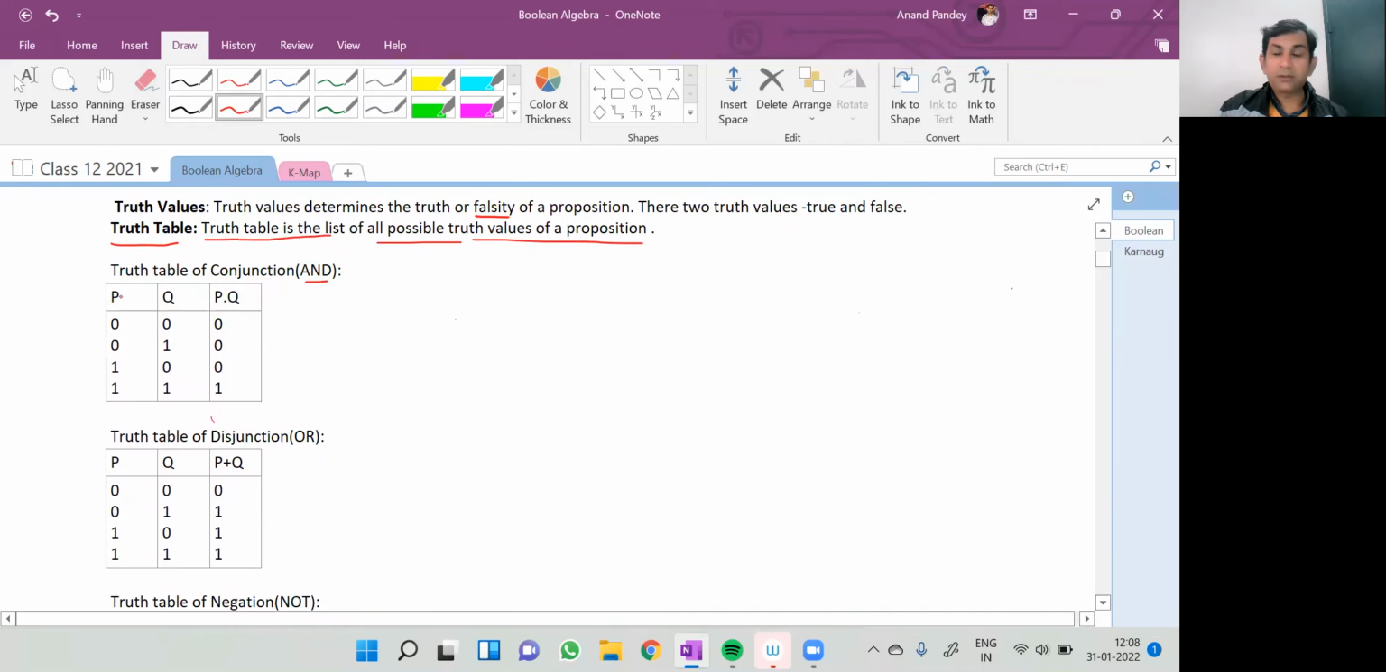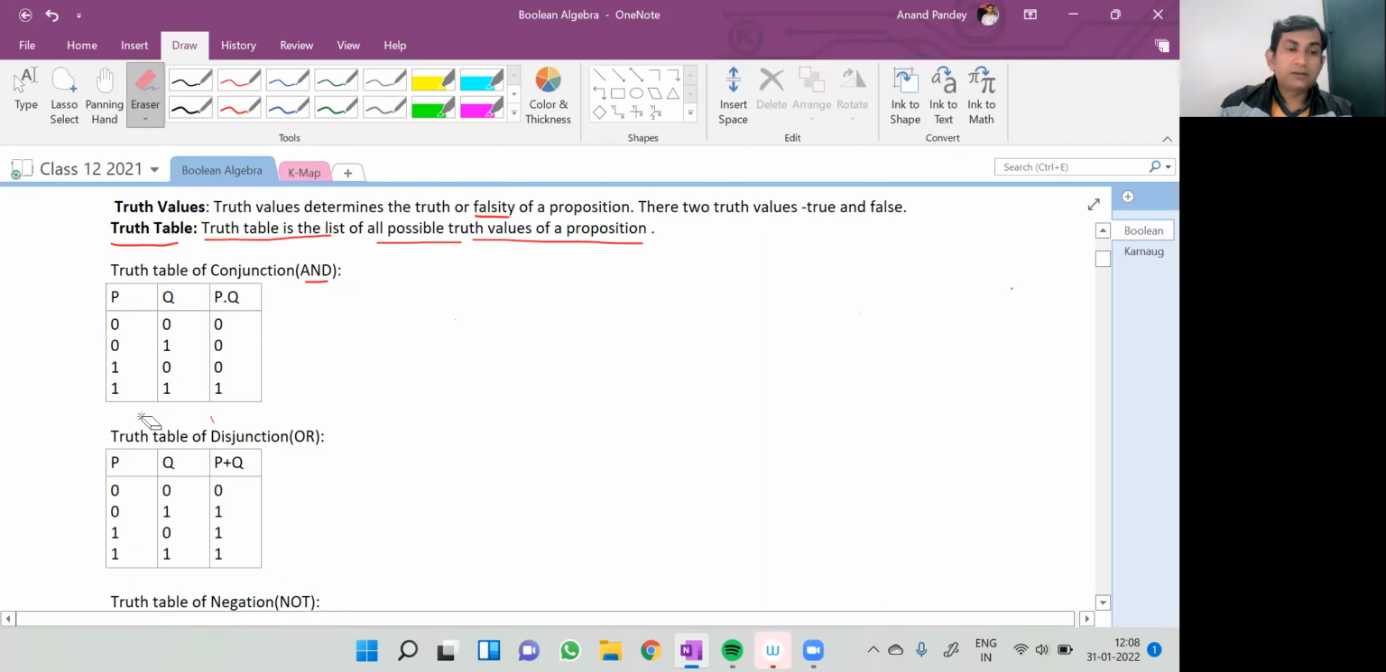Here I have drawn it. I am going to teach you how to draw the truth table for two propositions. Consider two propositions, P and Q. For two propositions we draw the truth table like this: 0, 0, 1, 1, and 0, 1, 0, 1. For two propositions these are the possible combinations. It may be 0, 0. It may be 0, 1. It may be 1, 0. It may be 1, 1.